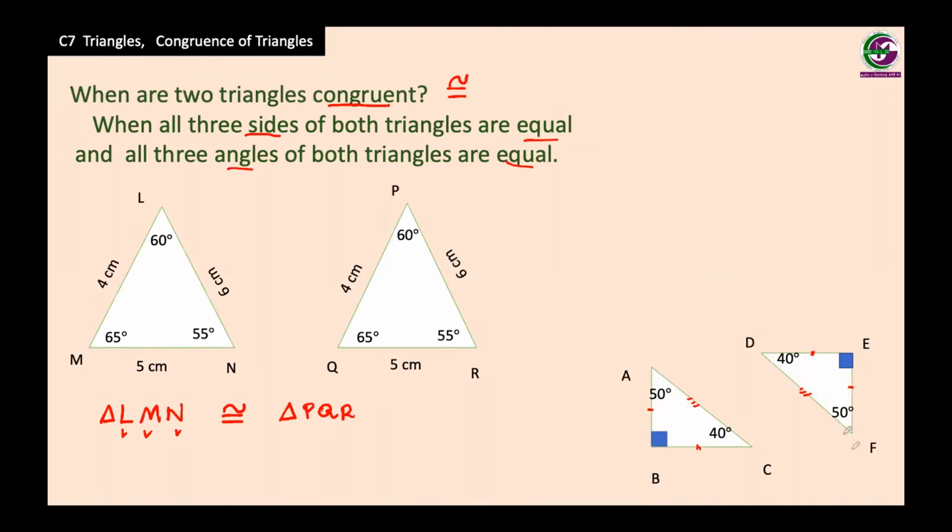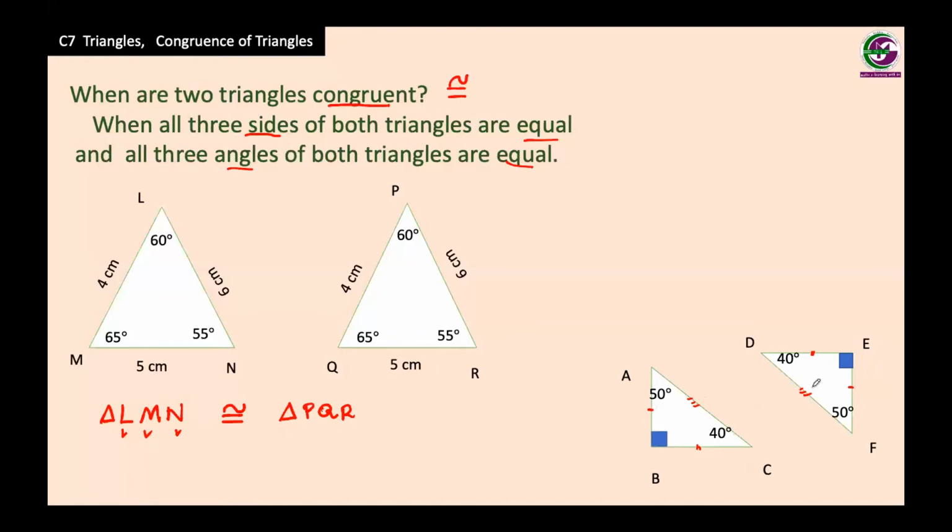ABC and DEF. Are these two triangles congruent? Yes, because we have 50 on both of them. 40 is also common and 90 is common. And the sides, this cross marks show that they have the same measurement. One cross on the first one is the same as the one cross on the second triangle. Here 2 and the last one is 3. So these two triangles are congruent.